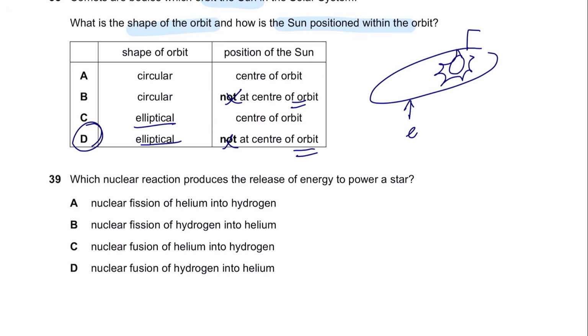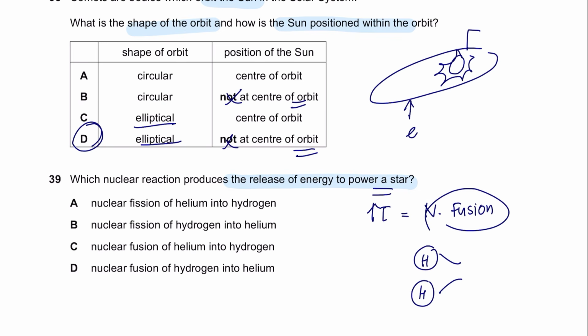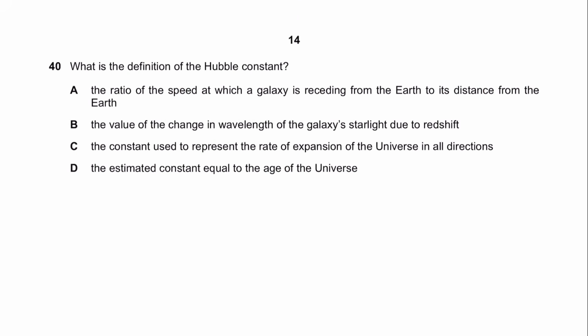Question 39. Which nuclear reaction produces the release of energy to power a star? Only in a star can you achieve a very high temperature for nuclear fusion to take place. Nuclear fusion is when you have two hydrogen atoms fused together to form a helium atom. So nuclear fusion, hydrogen into helium. Answer is D.